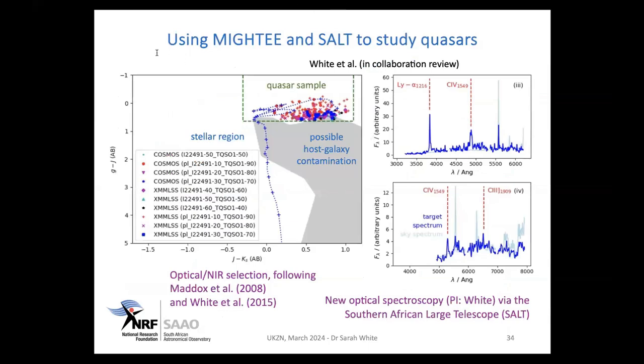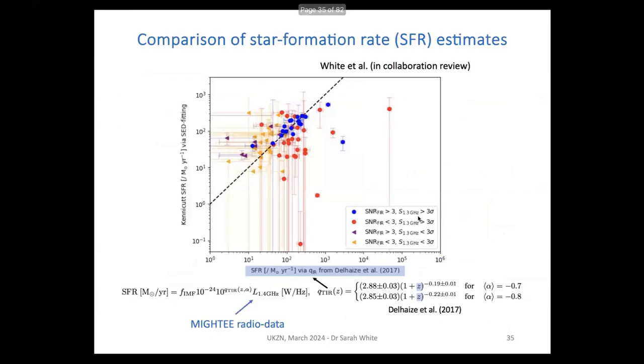So we start off by selecting our quasars in optical near-infrared color space. So they occupy this region following previous work by Maddox et al. and White et al. And this is to avoid possible host galaxy contamination. And for the sources that don't already have a spectroscopic redshift in the literature, we have follow-up observations from the Southern African Large Telescope, as shown here. And of course, those redshifts are crucial if we want to calculate intrinsic properties such as the radio luminosity.